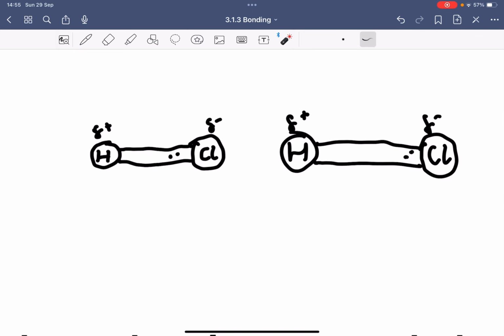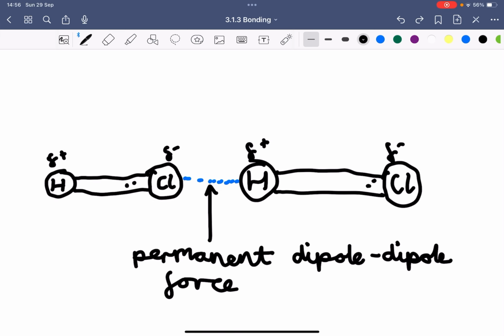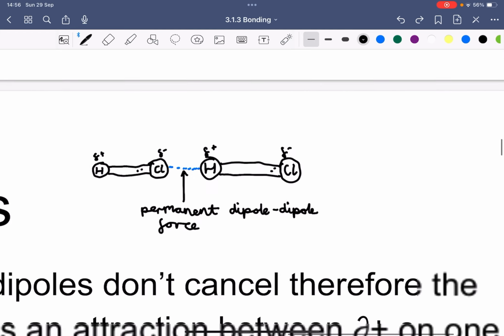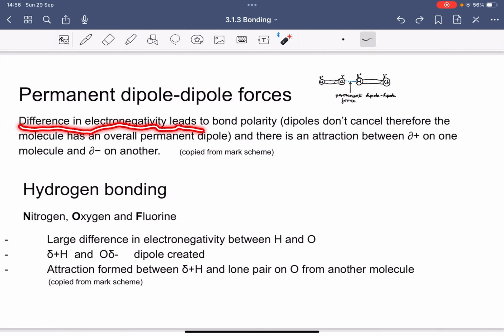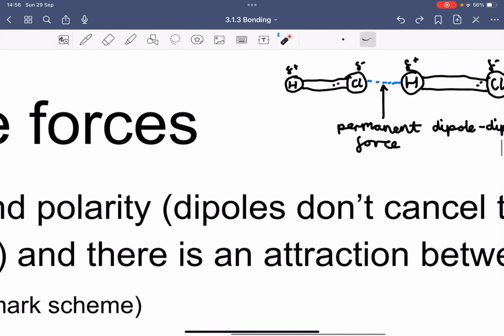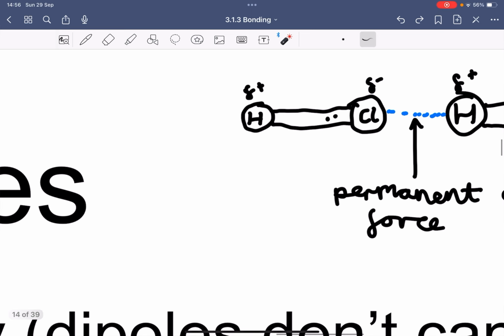Now, once again, we have a slight positive and a slight negative close to each other, and they're going to be attracted to each other. And this force of attraction is another intermolecular force that we call permanent dipole-dipole. Okay, so in your exam, if they ask about this, you can answer it by saying the difference in electronegativity leads to bond polarity. Okay, so that's talking about how one side is slightly more negative and one side slightly more positive because one of the atoms is more electronegative than the other.